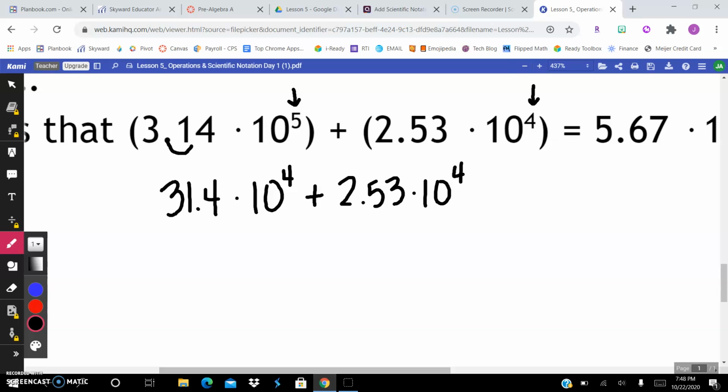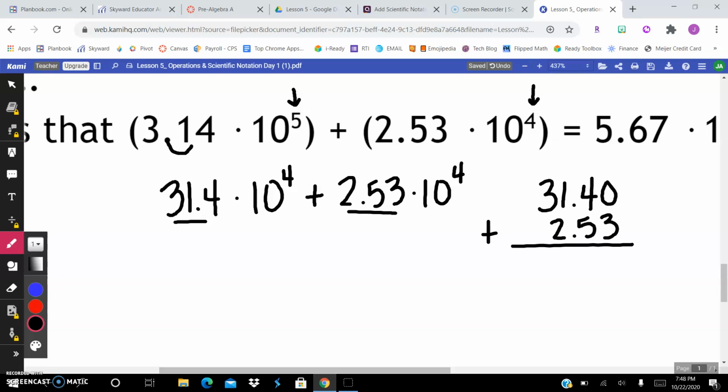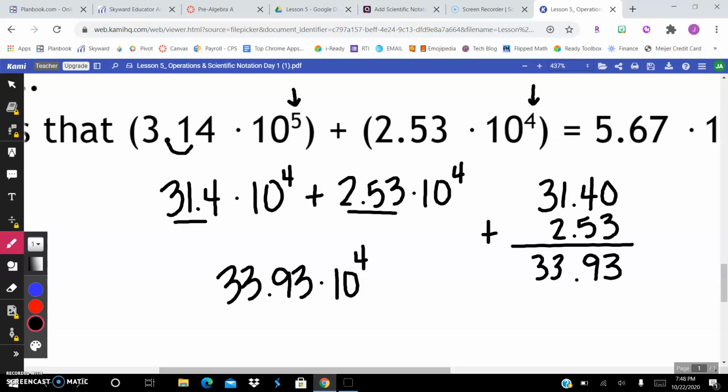Now that we have the same exponents, we simply add the numbers in the front. So 31.4 plus 2.53. Remember, when you add with decimals, you have to line up the decimals. So I'm going to fill in that empty spot with a 0. 3, that's 9. 1 plus 2 is 3, and that's 3. So right now I have 33.93 times 10 to the 4th. You just keep that times 10 with the same exponent when we add.